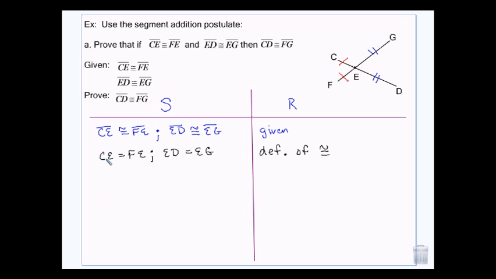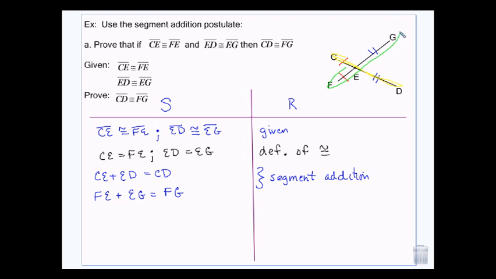So now I've put that the two small pieces are the same size and the two big pieces are the same size, and I want to make the whole thing. So I add them together. So CE plus ED equals CD. And FE plus EG equals FG. And both of these are segment addition. Okay, because I add two small pieces to get a big piece. Or two parts make up the whole. So I added CE and ED and got CD. And then I added FE and EG and got FG.